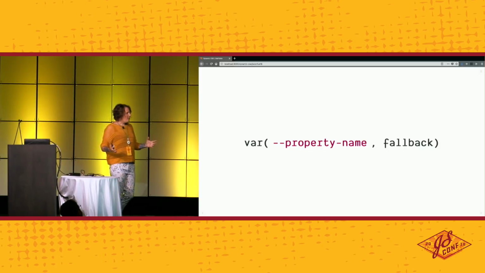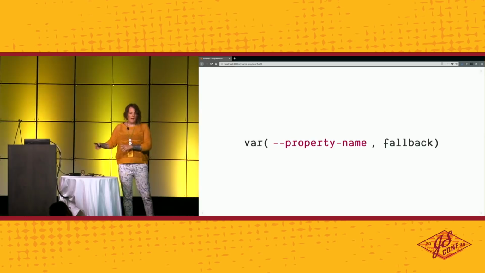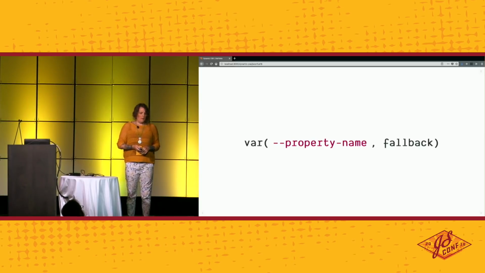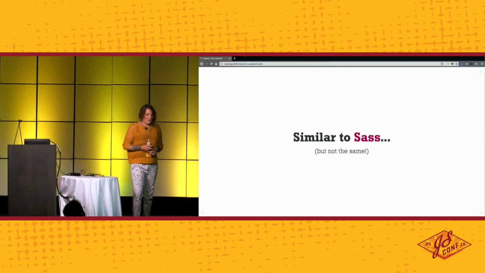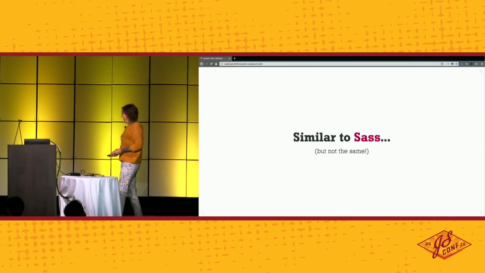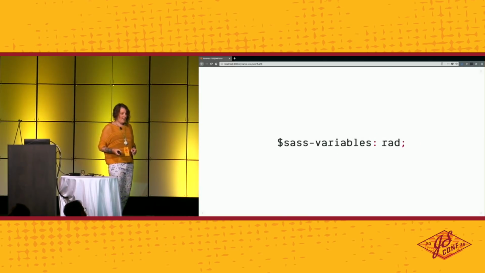This is how you access it. You use the var function in CSS now. You can call the property name, and then you can also give it a fallback. So that's useful if the property may or may not be defined. In some ways, that's similar to variables in Sass. We've all worked with variables before. I hear JavaScript also has variables, though I can't guarantee it.